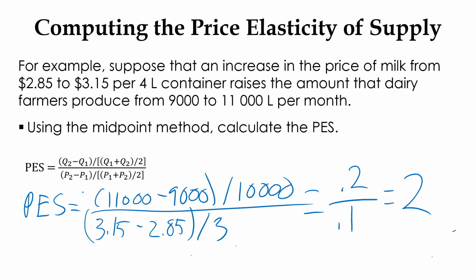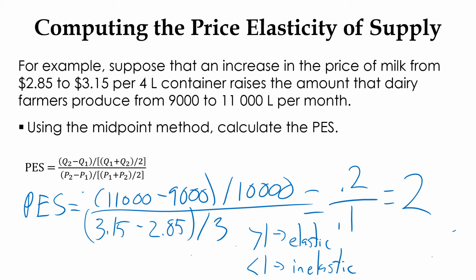So the question becomes, is the price elasticity of supply elastic, or is it inelastic? Well, we know that it is elastic, just because the exact same rules apply as they do with the price elasticity of demand. Any number greater than 1 is going to be elastic. And any number less than 1 is going to be inelastic. The supply is going to be less sensitive to price changes.